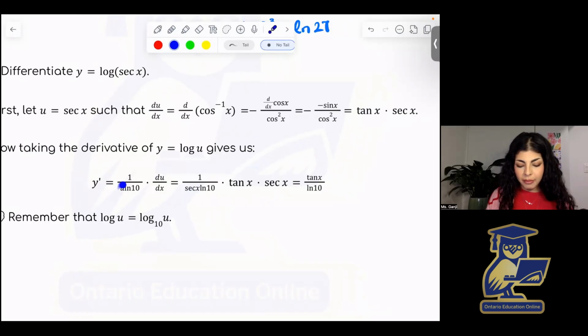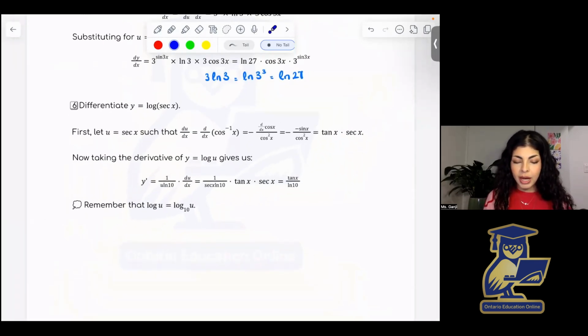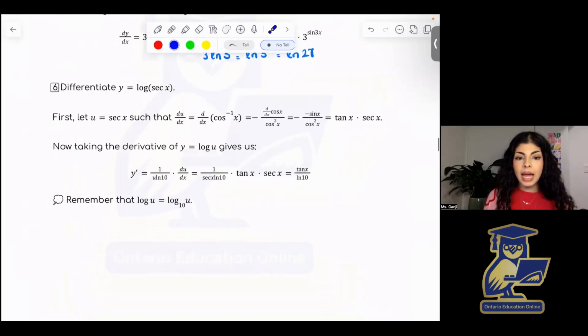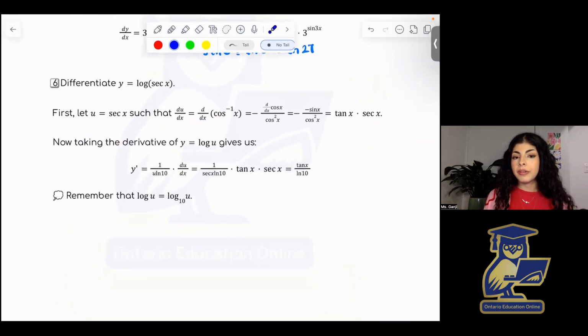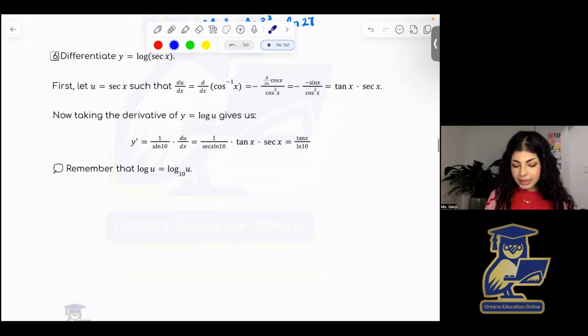And the secant of x just came from that u. So now I can simplify those two secants together, and I'm left with tangent of x over the natural log of 10. And that is my derivative. And I hope you've seen how the derivative of logarithmic functions can be helpful, not just for themselves, like differentiating exponential and logarithmic functions, but also when differentiating certain polynomials and certain rational functions, as well as trigonometric functions. And that is the end of our lesson.